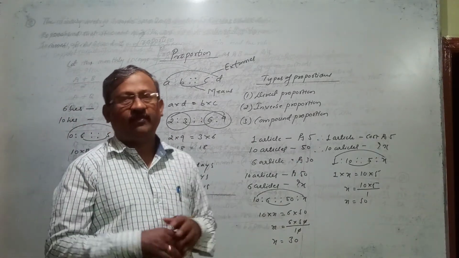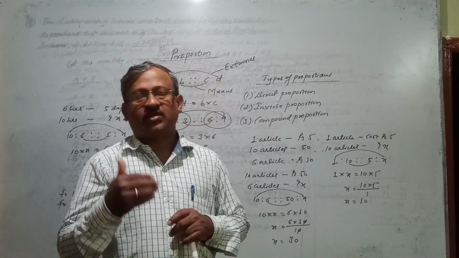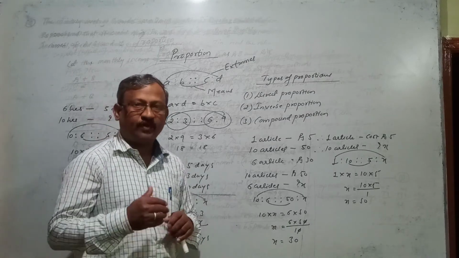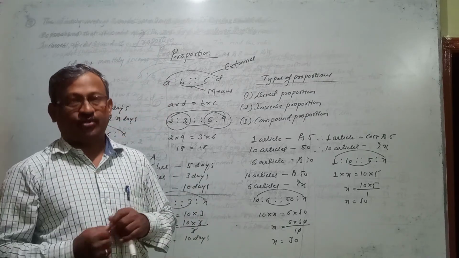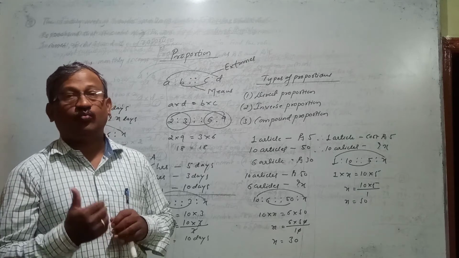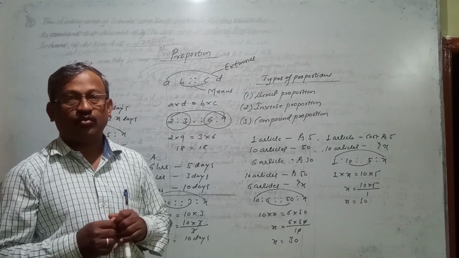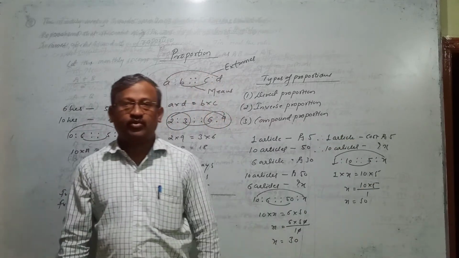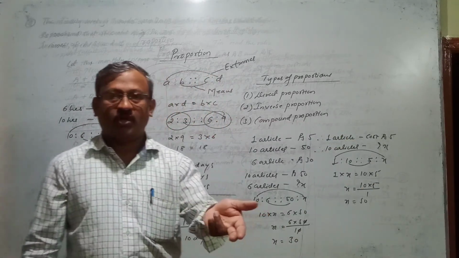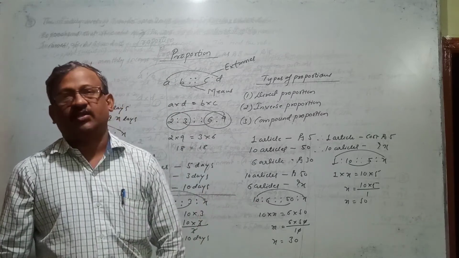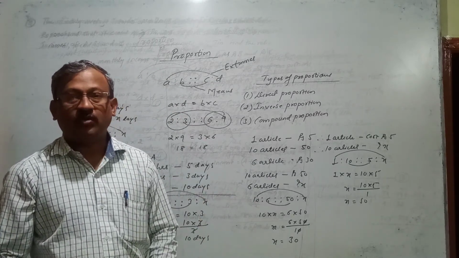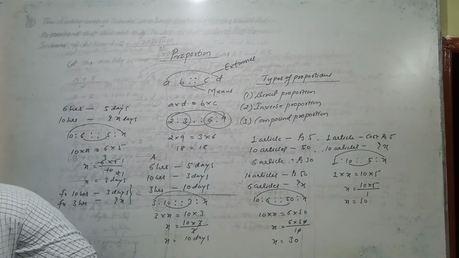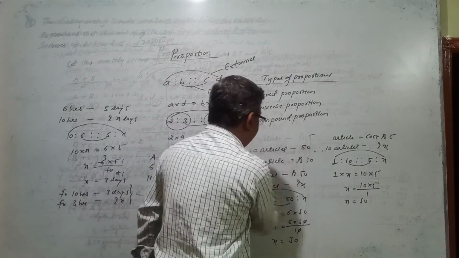But sometimes there will be more than two ratios. Sometimes the problem involves 3 ratios, 4 ratios, 5 ratios, 8 ratios. So when the problem involves more than 2 ratios, the question arises how to put the proportion. That comes under compound proportion. So compound proportion means, when there are more than 2 ratios, then the proportion is said to be compound proportion. Just to explain this, we can have an example.